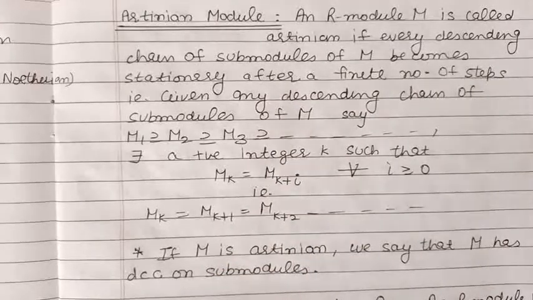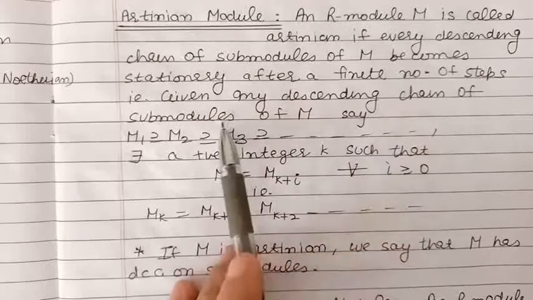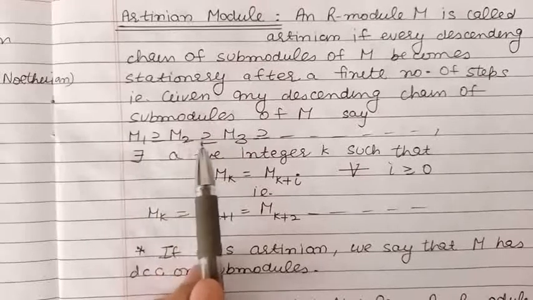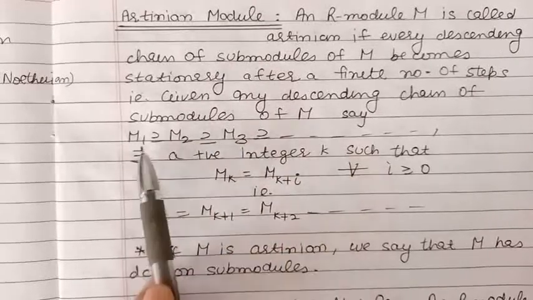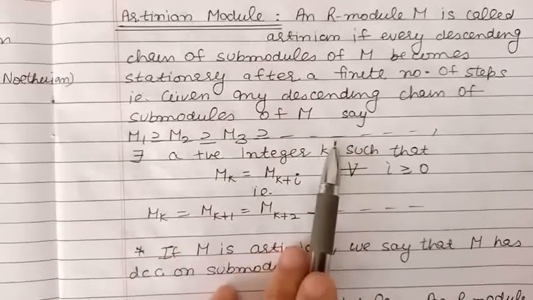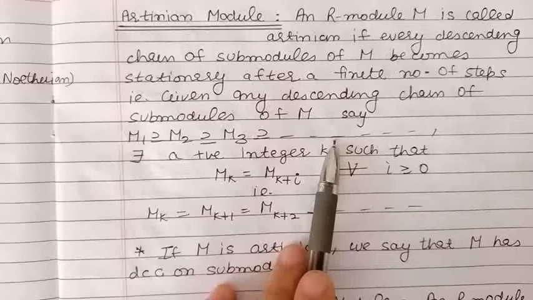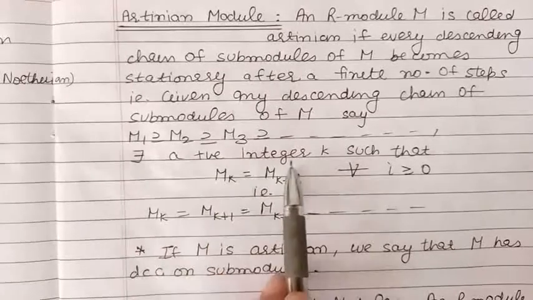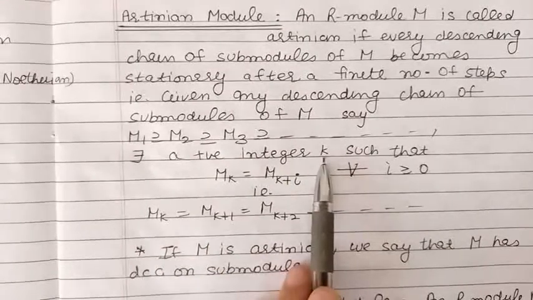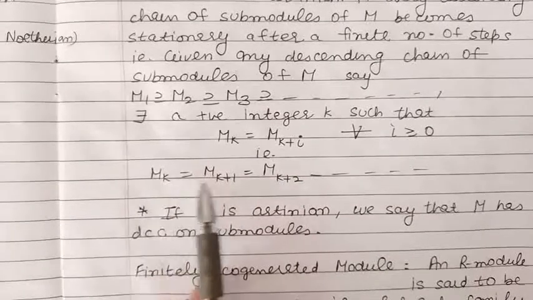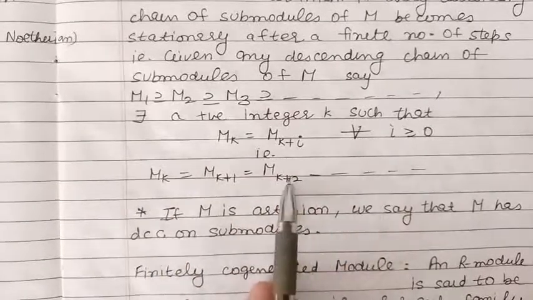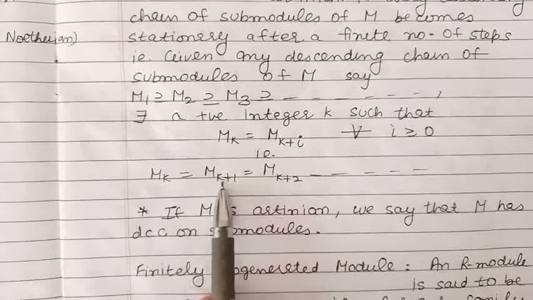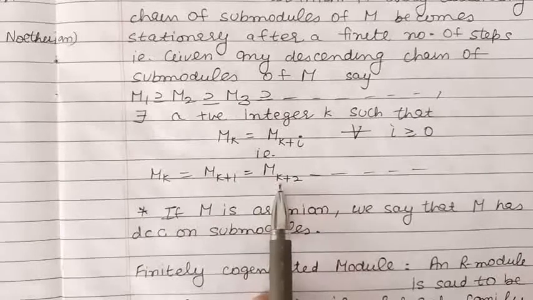It means if we take any descending chain of submodules of M, suppose we take the chain M1 contains M2, M2 contains M3 and so on. Here M1, M2, M3, all these are submodules of M. For this descending chain of submodules, if there exists a positive integer k such that starting from Mk, all the other submodules of M become the same as Mk. Means Mk is the same as Mk+1, Mk+1 is the same as Mk+2 and so on.